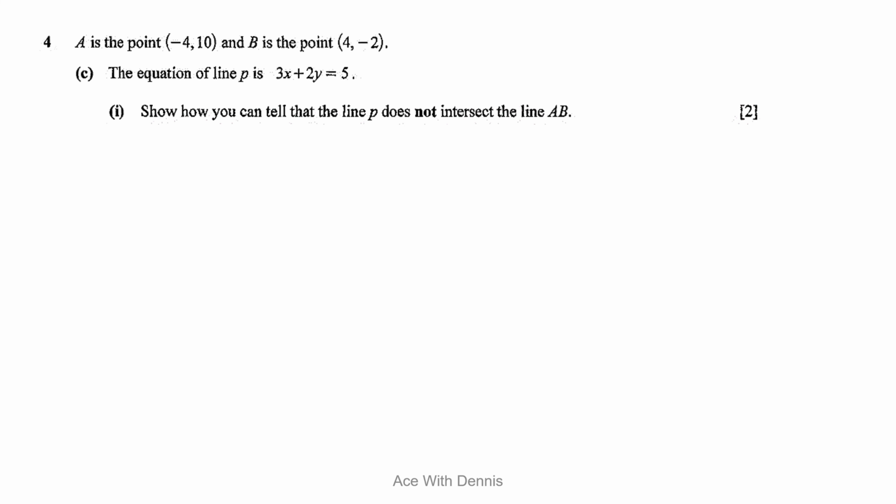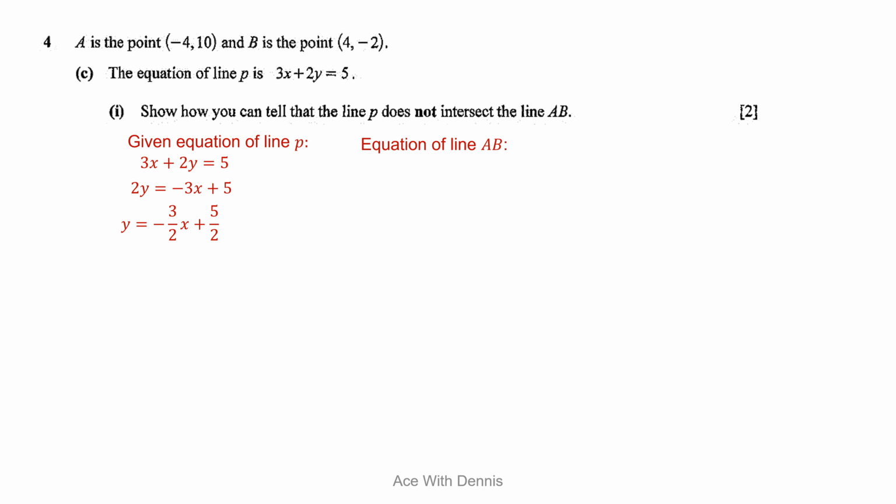So remember, if two lines are parallel, they have the same gradient. So what we need to do is find the gradient of the line P. The equation given for line P is 3x plus 2y equals 5. Now to know the gradient of this line P, we need to rearrange this equation into the form y equals mx plus c, where m is the gradient. Right, so it becomes 2y equals -3x plus 5, or y equals -3 over 2 x plus 5 over 2.